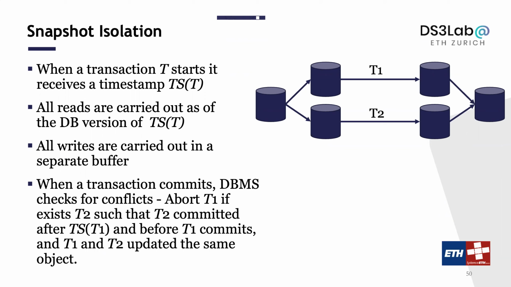This is very similar to the idea of concurrency control using timestamps. If such a T2 exists, that is, T2 commits after T1 starts but before T1 commits, and T2 updates the same objects as T1, then essentially T1 is overwriting the future. And I cannot allow that to happen, so I abort T1. Okay, so that's the high-level idea.